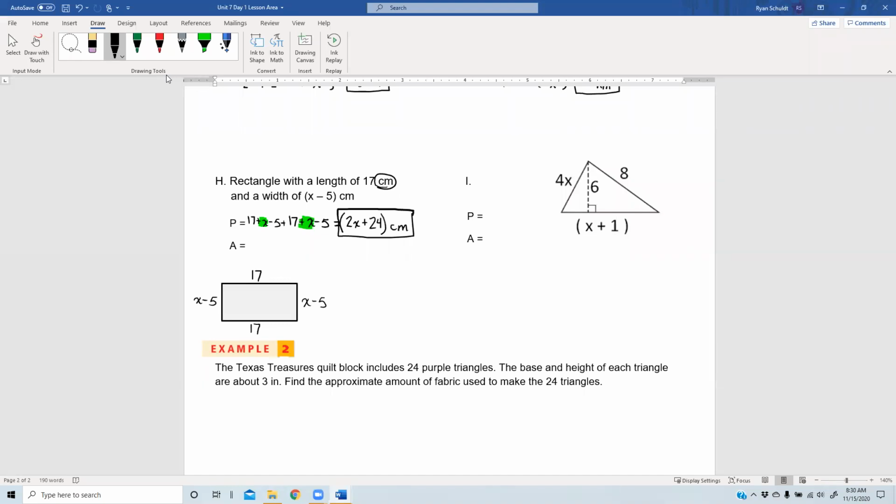Okay, area. For area, we still do base times height. So our base is 17. Height is x minus 5. Now, please don't leave it like this. Let's distribute the 17. I'm going to open up a parentheses here because I'm going to need it so I can put my units on it. It's going to be 17x minus 17 times negative 5 is 85. And we're going to be in centimeters squared.